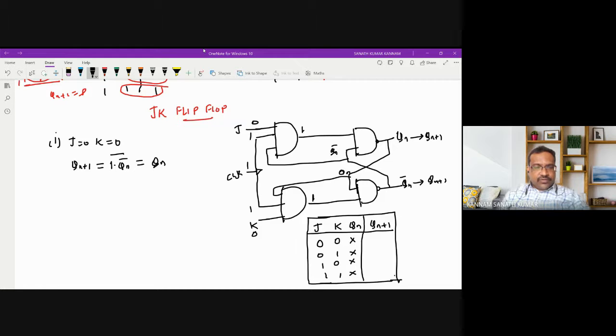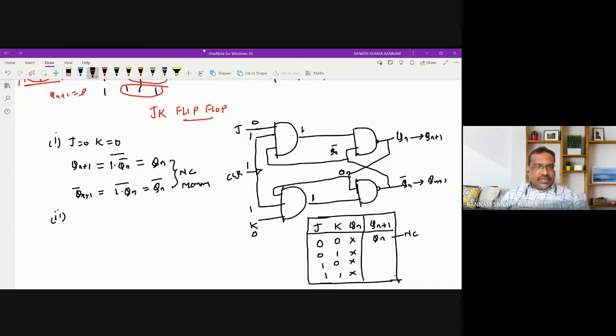Okay. And next, if you take Qn plus 1 bar, that means 1 into Qn whole bar, so you are getting Qn bar. So that means you are getting the present state. So this case we call as a no change, or we can call as a memory state. So this is nothing but Qn, or we can call this as a no change.